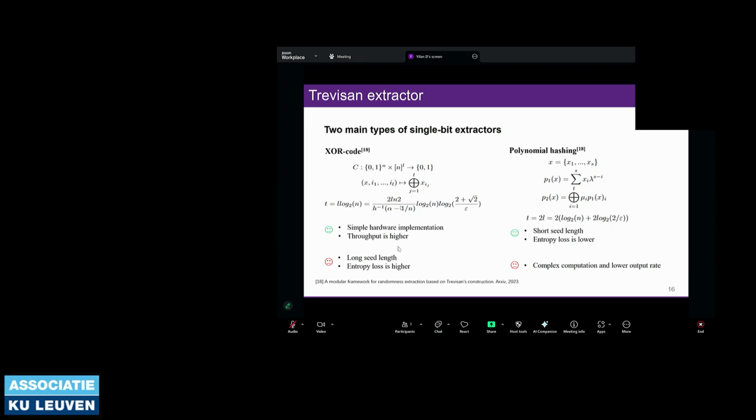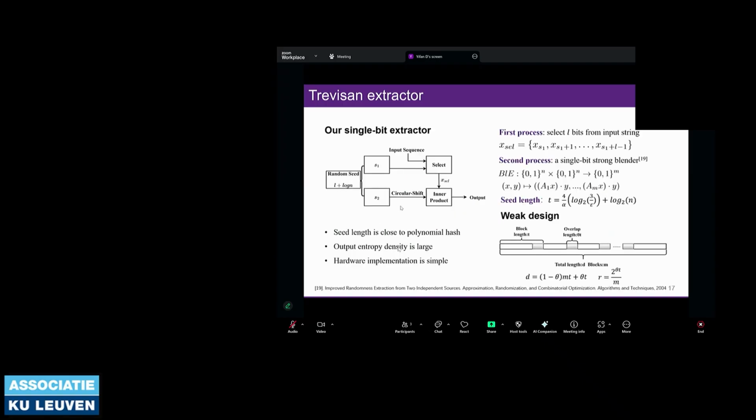The XOR code approach has a higher throughput, but it requires a very long seed and has higher entropy loss. While the polynomial hash is more efficient with the seed and the entropy, it is more complex and slower. Therefore, we need a single-bit extractor that strikes a balance between them.